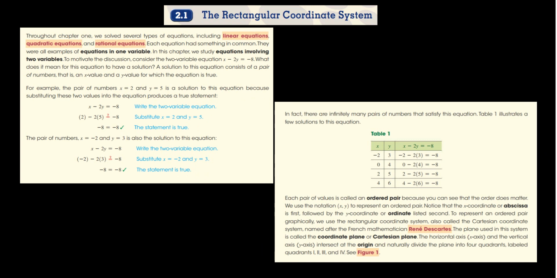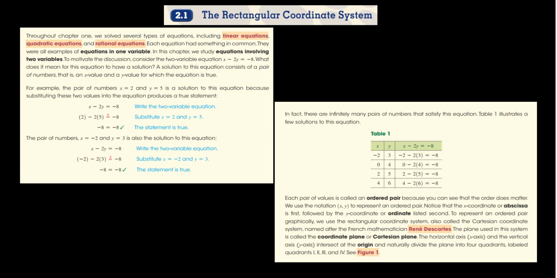All right, so this reads: Throughout chapter 1, we solved several types of equations, including linear equations, quadratic equations, and rational equations. Each equation had something in common. They were all examples of equations in one variable. In this chapter, we study equations involving two variables. To motivate the discussion, consider the two-variable equation, x minus 2y is equal to negative 8. What does it mean for this equation to have a solution?